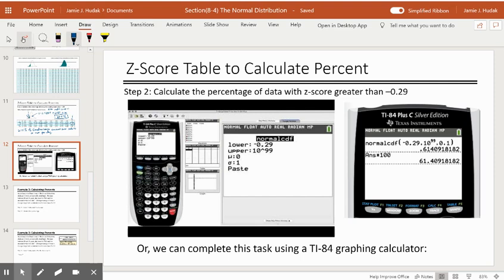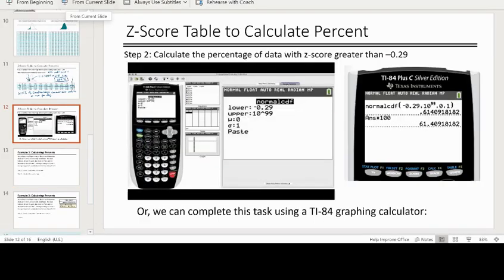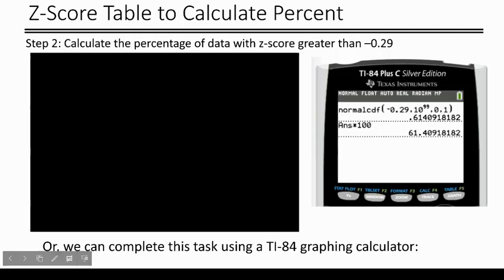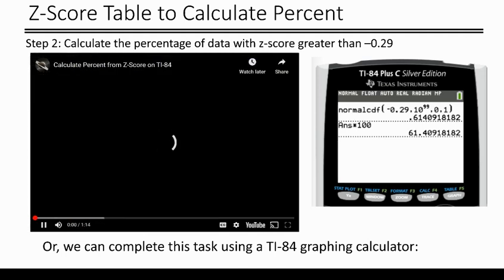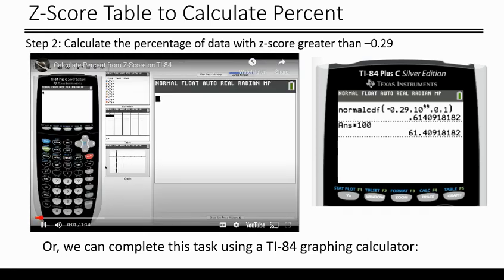Now we can also see how to perform this same task in a graphing calculator. Okay, so we just want to evaluate our z-score from the question that we're working on, and we were asked what percentage of data will have a z-score of negative 0.29 or greater.